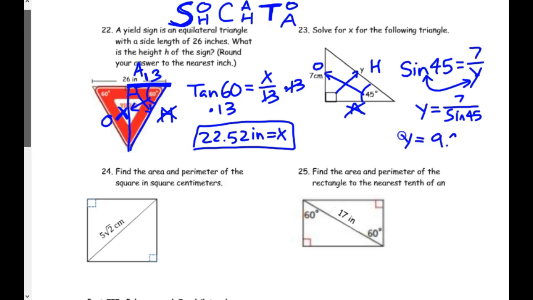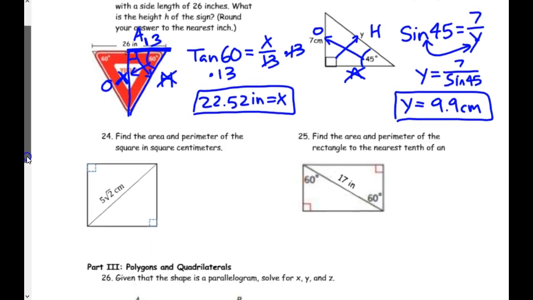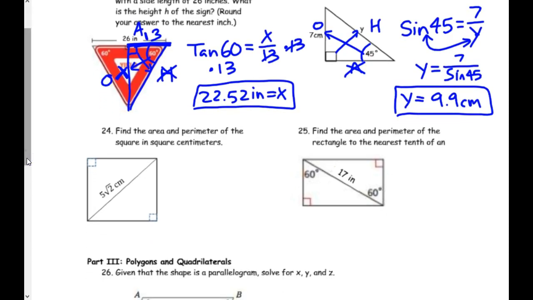And that's going to be in centimeters. Okay? So again, we're going to have to get reintroduced to this trigonometry stuff. So find the area and perimeter of the square in square centimeters. All right. We're going to omit this one, which means skip.